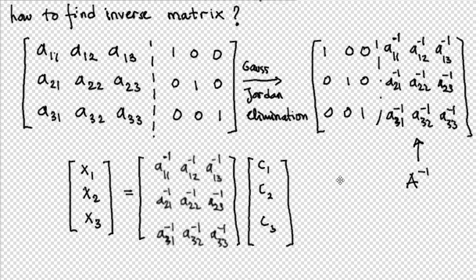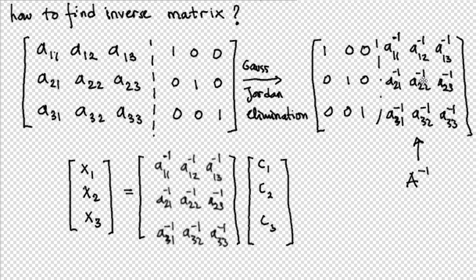Then from this inverse matrix you just multiply with the constants c1, c2, and c3, then you will have x1, x2, and x3, your solution. So this is how inverse matrix works.